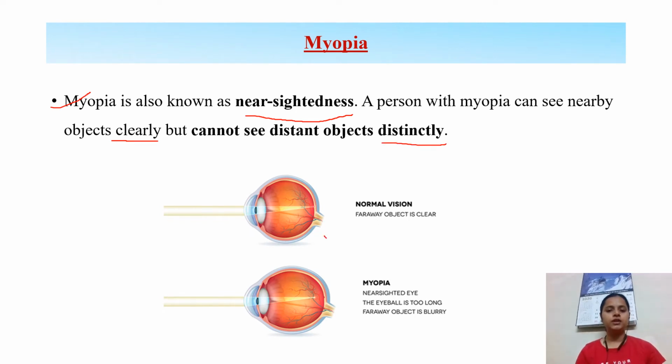You can see the normal vision, far away object is clear. But in myopia, the nearsighted eye, the eyeball is too long. Far away objects are blurry. They are not able to see the far away objects clearly. So this is basically what happens in myopia. The person with myopia can see the nearby objects clearly, but cannot see the farthest objects clearly. So now let's move further.